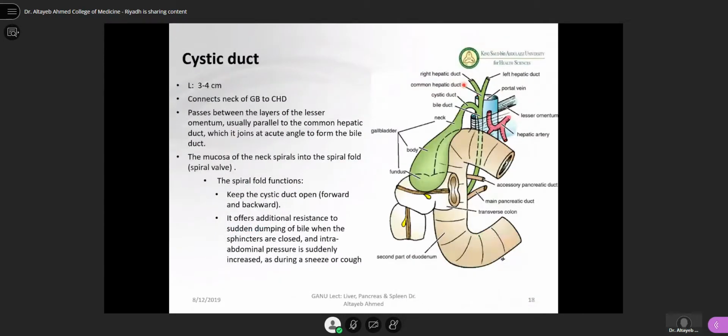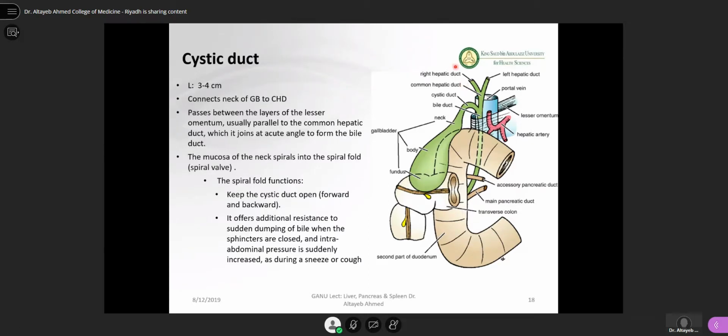The cystic duct is 3 to 4 centimeters. Why do I need to know this as a doctor? Because sometimes it's grossly long, and this may make it mixed with the common bile duct, and you may cut the common bile duct thinking that it's a cystic duct, resulting later on in obstructive jaundice. So you need to be aware of these variations.